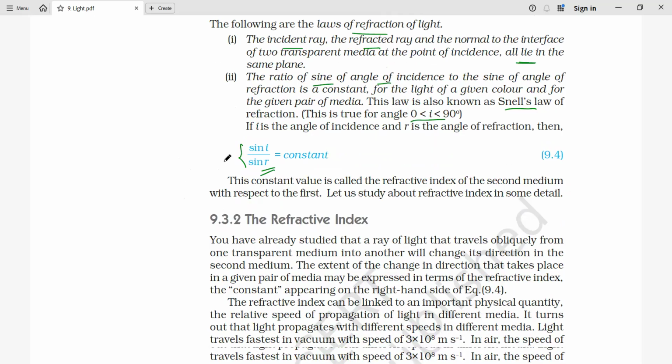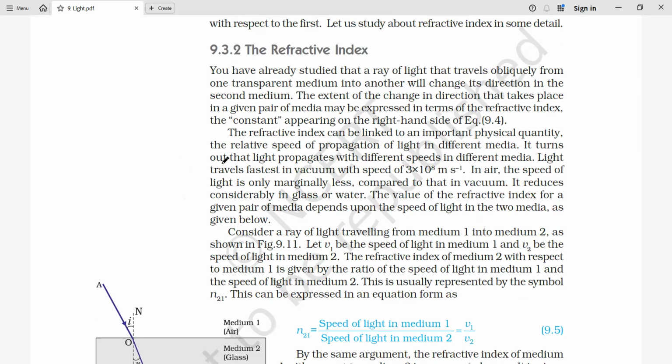Now why does this phenomenon occur? That depends on the refractive index. What is the refractive index? That we are going to see. In general, the speed of light in vacuum is considered how much? 3 into 10 to the power 8 meter per second. You know this from school days, right? From the lower classes onwards, you know this.